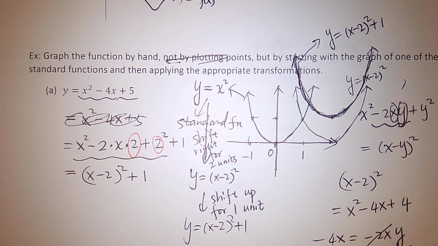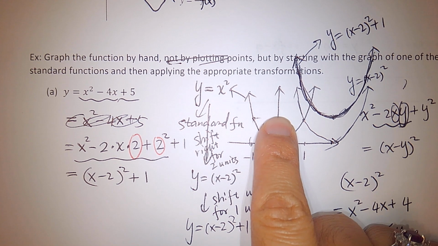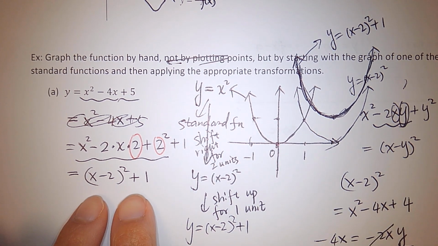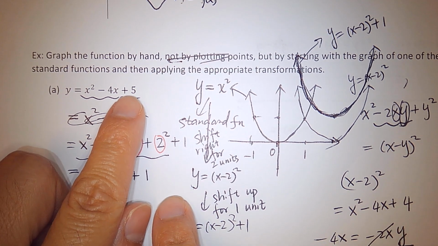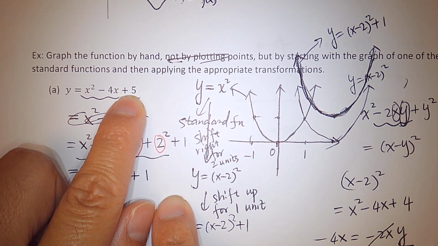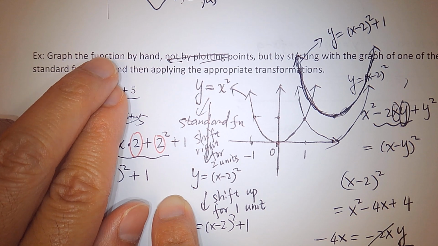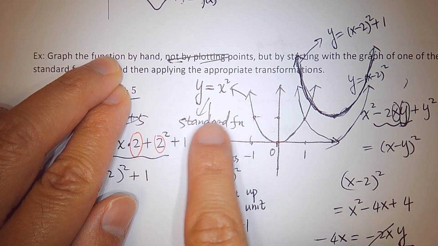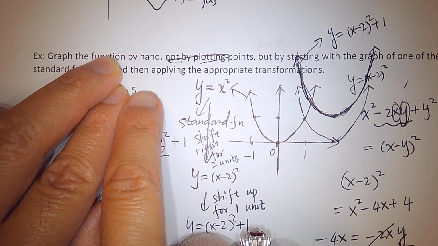Okay. At first it looks like a shift up. Yes, for this problem, we may shift up at first, and then we shift to the right by 2. It doesn't matter. I think he's talking about the very beginning: x squared minus 4x plus 5. But the thing is, you want to shift this function up for 5 units directly, right?